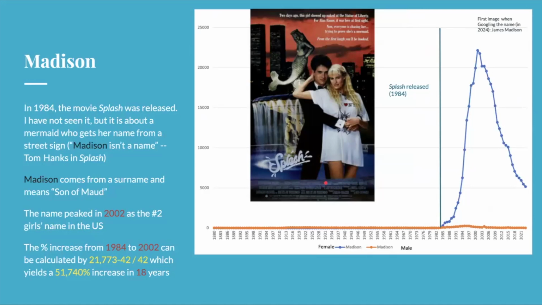So the name peaked in 2002 as the #1 girl's name in the United States. And the percent increase from 1984 to 2002 over 18 years yields a 51,740% increase without ever decreasing. Now it's obviously much more popular as a girl's name because the main character was a girl, but you can see the orange line kind of moving up and down just a little bit before that.